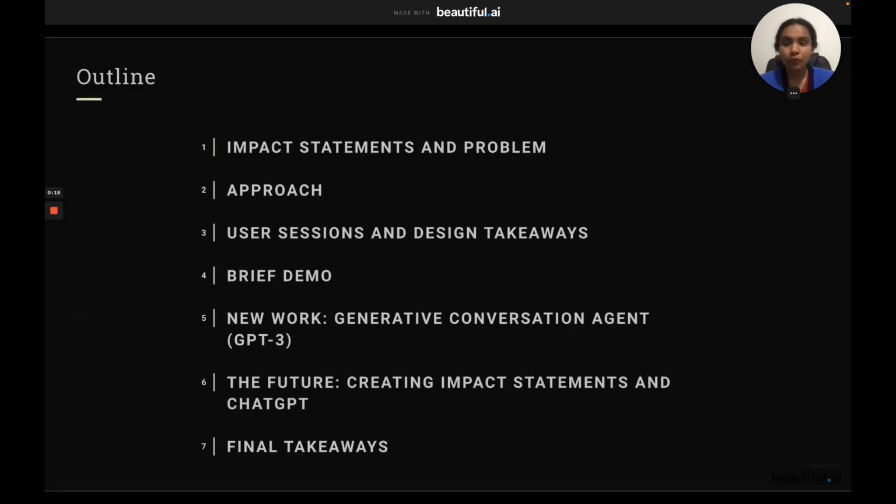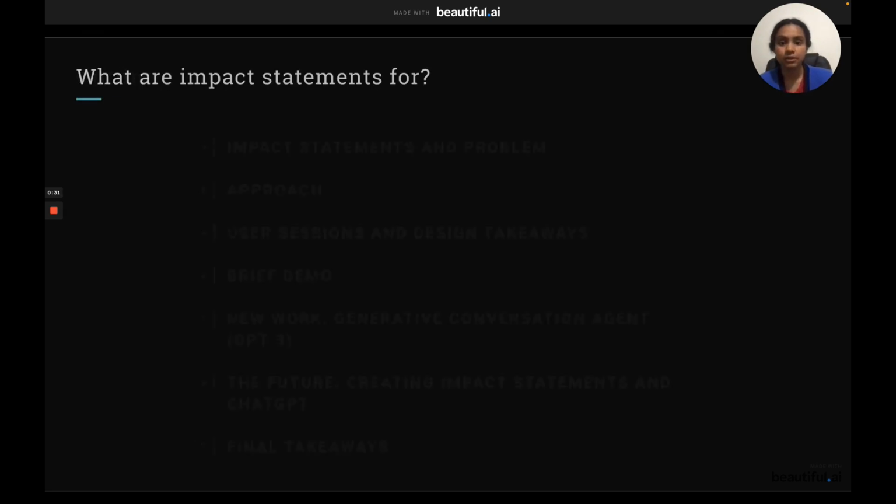writing them today, before detailing our approach to solving this issue, our user sessions and design takeaways, and give a brief demo. Then I'll address some new work with generative conversation agents using GPT-3 and the future with creating impact statements with ChatGPT before talking about our final takeaways.